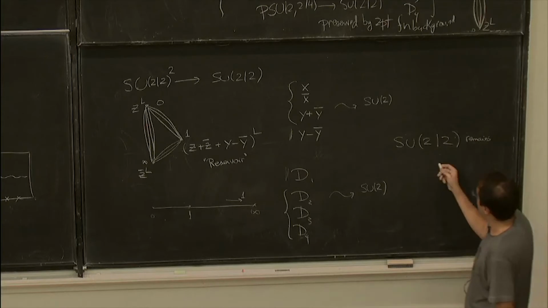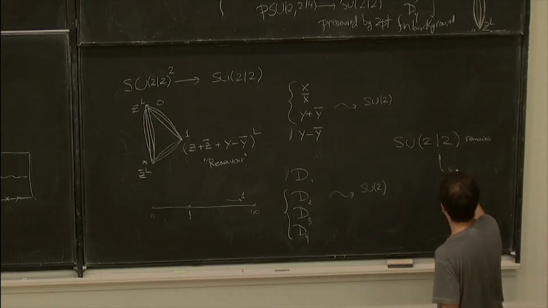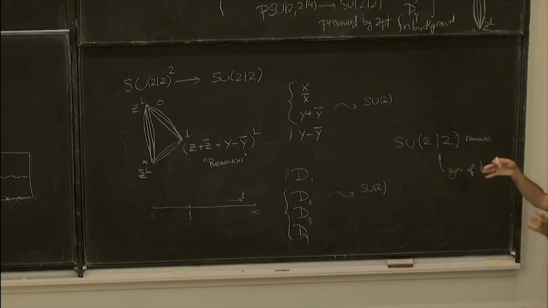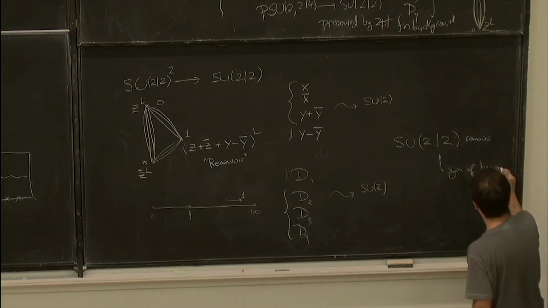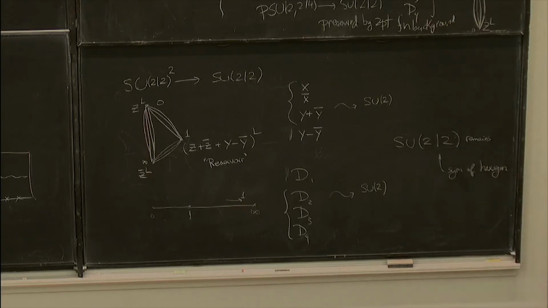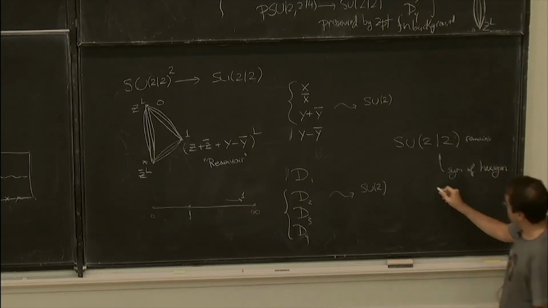Now, this is also the symmetry of the hexagon, because the hexagon is the same thing as a 3-point function, just cut in half. It has the same symmetry of the 3-point function. Okay? So this would be the symmetry of the hexagon. It's this diagonal SU2/2. Let me be a bit explicit in what I mean by this.